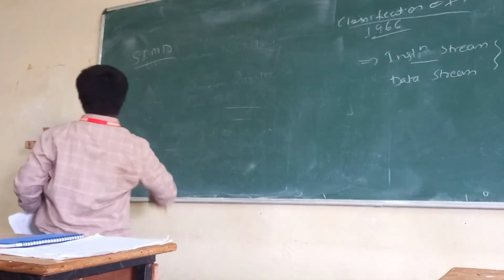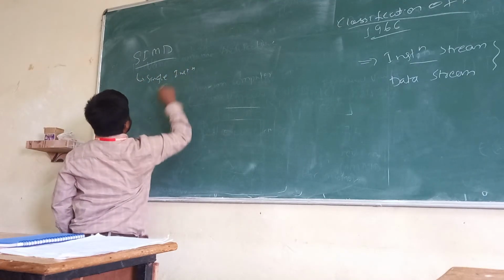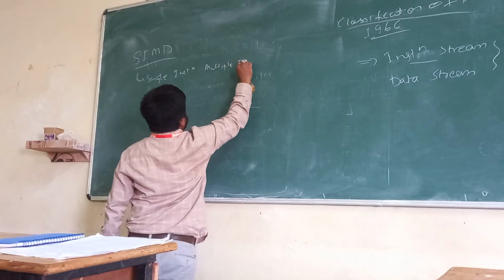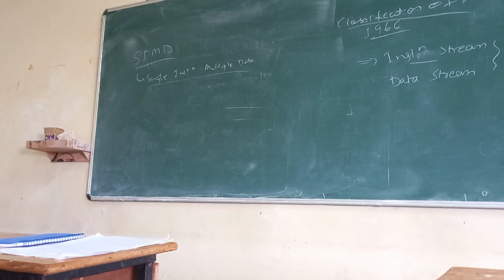SIMD is nothing but single instruction multiple data, a single instruction multiple data parallel system. SIMD is using parallelism here. As the name suggests, SIMD uses only a single instruction stream to work on multiple data. Here the single instruction is controlling and executing the multiple data.